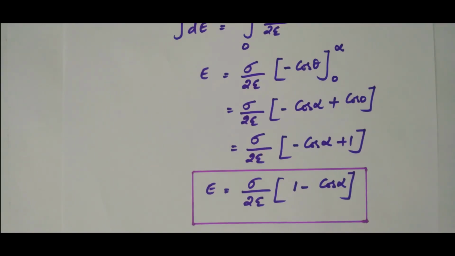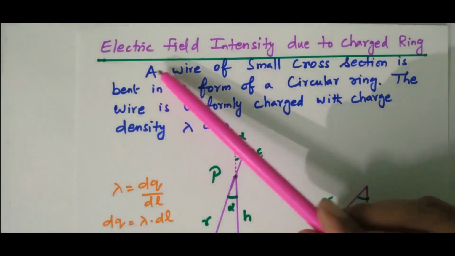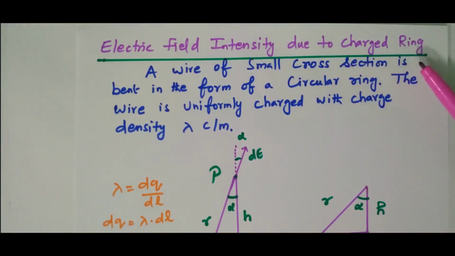Now next we'll see the electric field intensity due to a charged ring. We'll see that. Followed by the disk, we'll see the electric field intensity due to the charged ring.